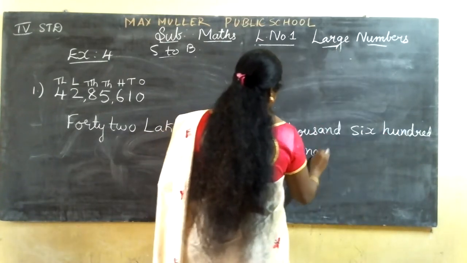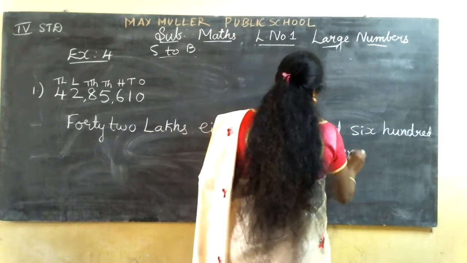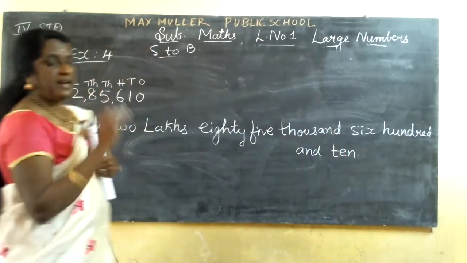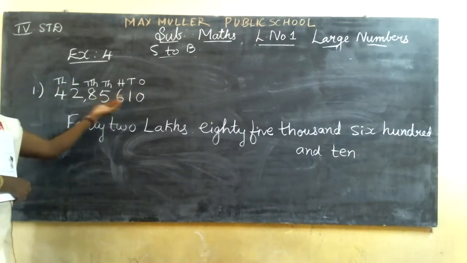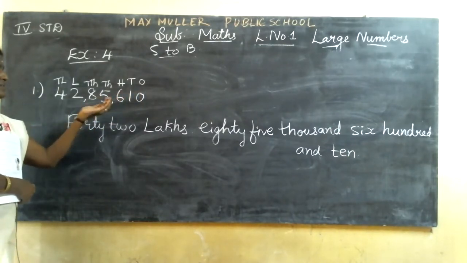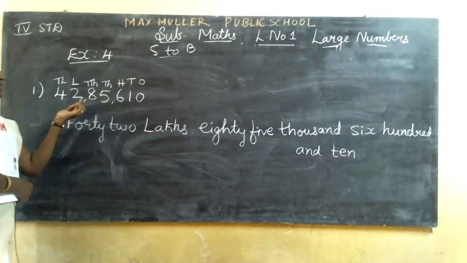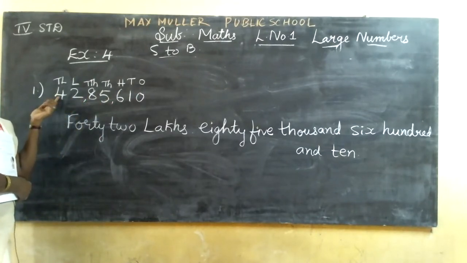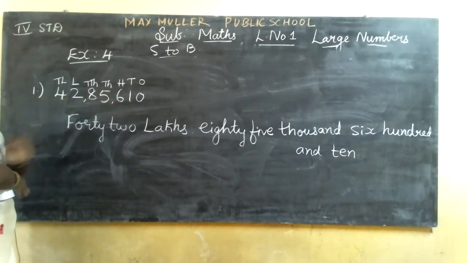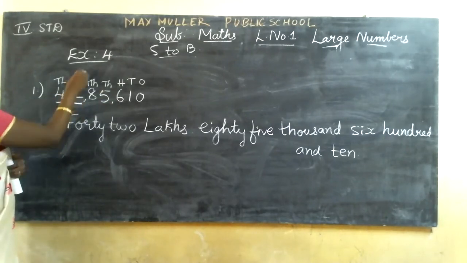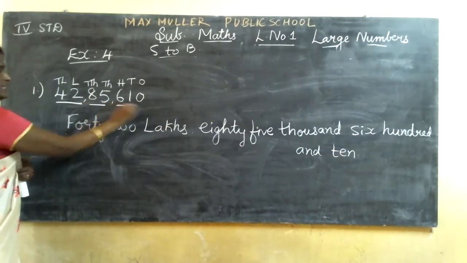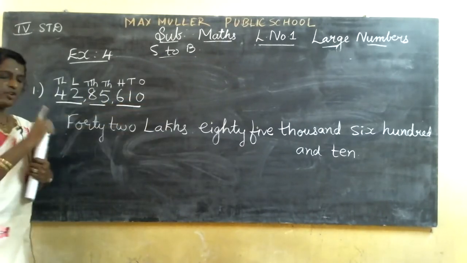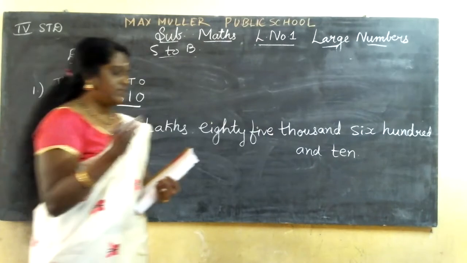And 10. So you should expand it. First you should read this period wise, put commas first. Ones, tens, hundreds, comma, 1,000, 10,000, comma, lakh, 10 lakh. Okay, so if you put commas only, you can write, see, 42. This is lakhs period. 42 lakhs, 85,610. So other all the rough book, just practice.